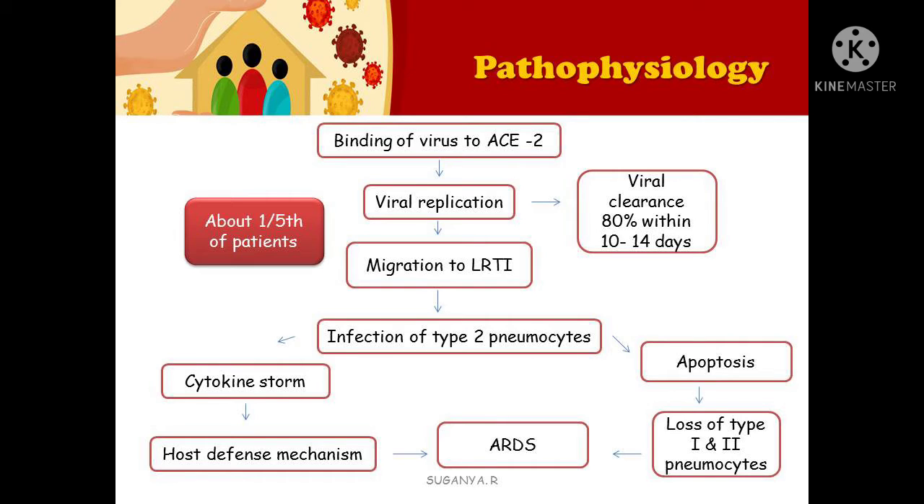Pathophysiology: binding of the virus to the ACE2 receptor is followed by viral replication. Generally, for patients with a good immune system, viral clearance will be at least 80% within 10 to 14 days, whereas in nearly 1/5 of the patients, it migrates to the lower respiratory tract and causes infection of type 2 pneumocytes, which leads to cytokine storm and loss of type 1 and type 2 pneumocytes, thereby leading to ARDS.